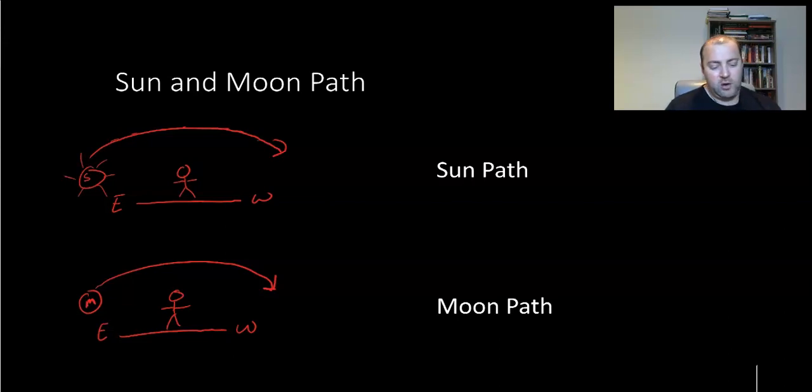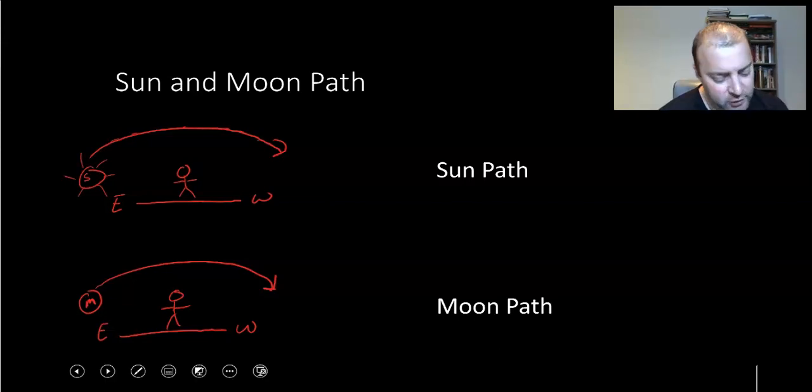Okay? Now, the key here is that the position of the sun and the moon are not always the same. So they're not always opposite. They don't always rise, you know, when one is rising, the other setting, and so on. And you've probably seen this. Sometimes you can see the moon out during the day. Sometimes it's out during most of the day. Now, it turns out the location of the sun and moon correlates very well with the phase of the moon.